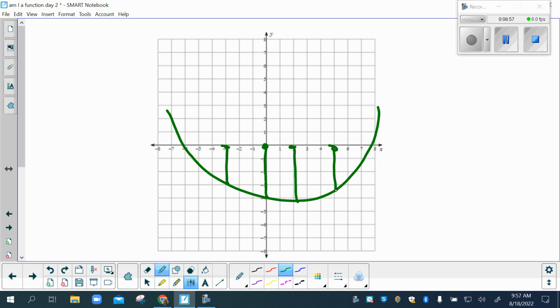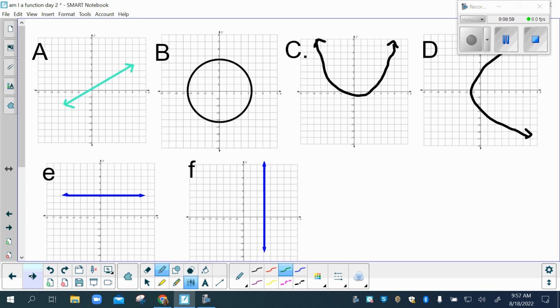Do me a favor. Try the next ones with your table groups. Take a look at them. Some are functions, some are not. Decide which of these bad boys are functions. Yes. Not functions. Correct. Which ones are functions? Yeah, tell me.